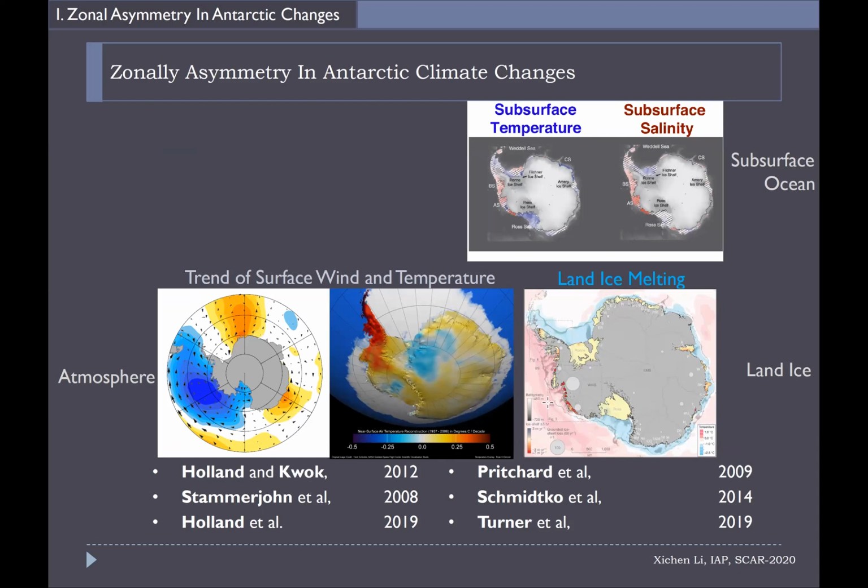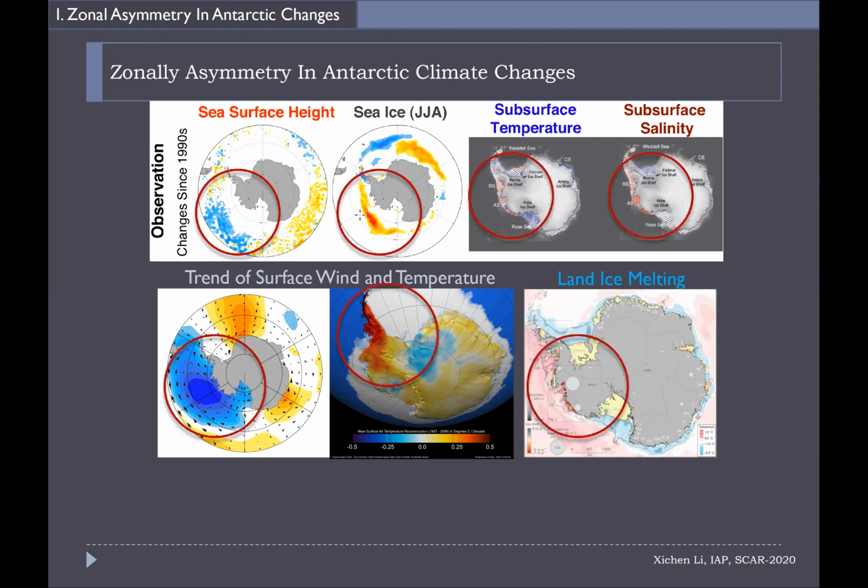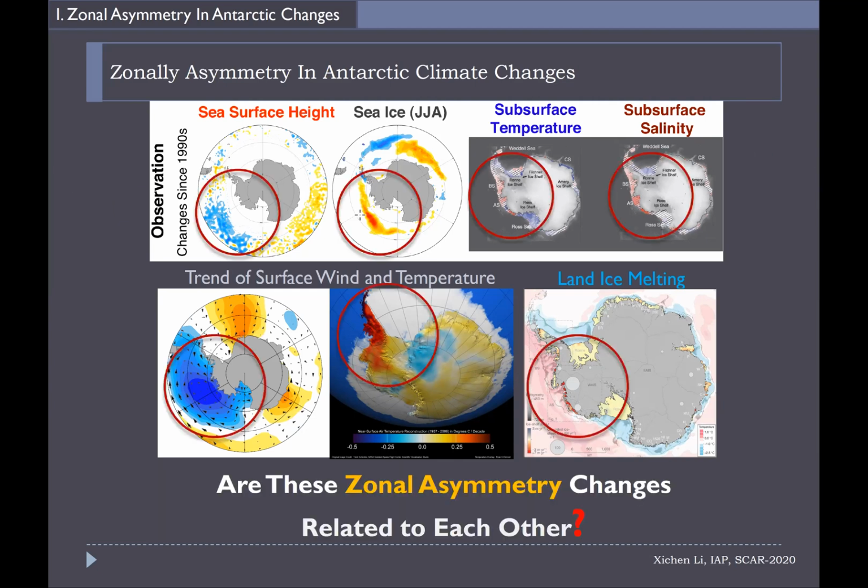So some observational evidence shows that the subsurface temperature and salinity has been increasing significantly around the West Antarctica, but the trend might not be significant around the East Antarctica. And meanwhile, for the ocean circulation, the sea level changes and the sea ice changes, I think the strongest or most significant changes also have happened around the West Antarctica. So the question is, are these zonally asymmetric changes, these strongest changes around the West Antarctica, related to each other? Is there any mechanism linking these changes?